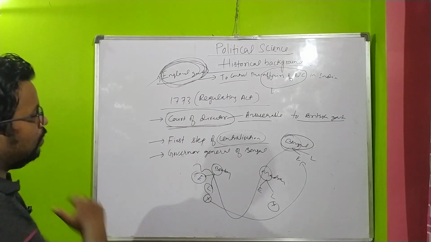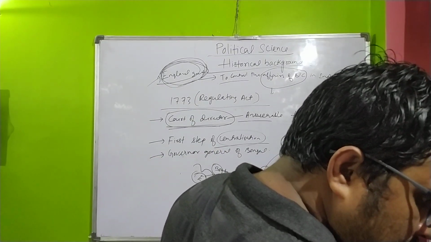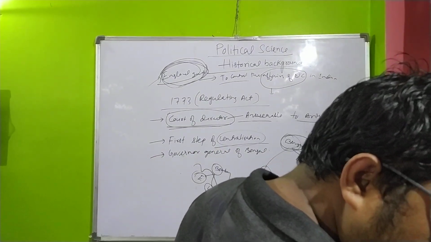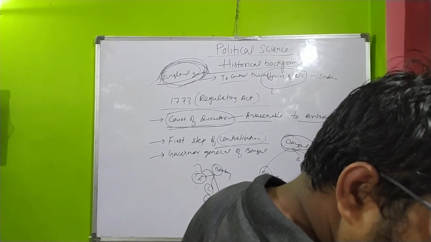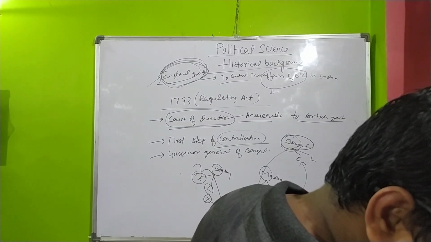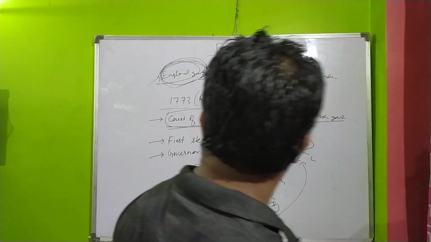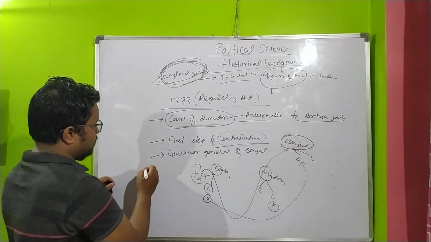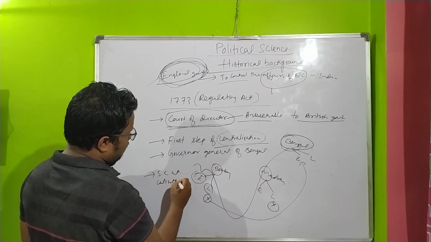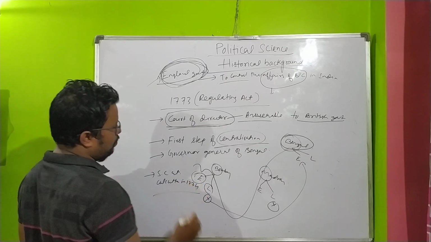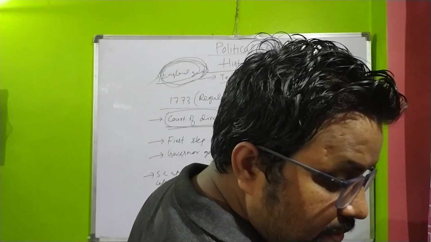And one more thing had happened in the Regulating Act. What is that? One more thing had happened, and that is the establishment of the Supreme Court at Calcutta in 1774. Okay, establishment of the Supreme Court at Calcutta in 1774.